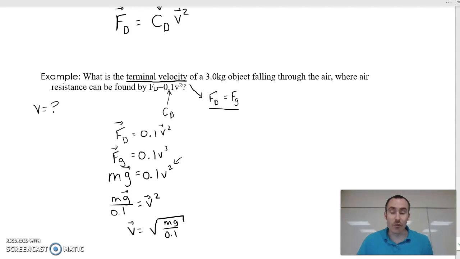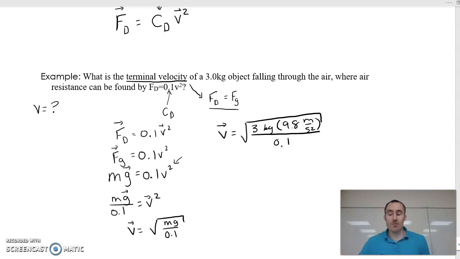That's our terminal velocity formula. Now I'm going to plug in the numbers. V equals the square root of 3 kilograms times 9.8 meters per second squared divided by 0.1. And when I do that square rooting, I get 17 meters per second. This is a vector, and so we should say down at the end, even though it is quite obvious that you are falling down.